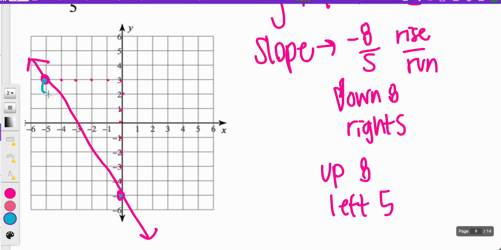That means I went down 1, 2, 3, 4, 5, 6, 7, 8. So there's my rise. And then 1, 2, 3, 4, 5. There's my run. I still have negative 8 over 5 as my rise over run. I'm still creating that negative slope. So that is still a good way to do this. So if I want to recreate the wheel, I just do the opposite of down, because down would be negative 8, opposite would be up. The opposite of right 5 would be left 5.